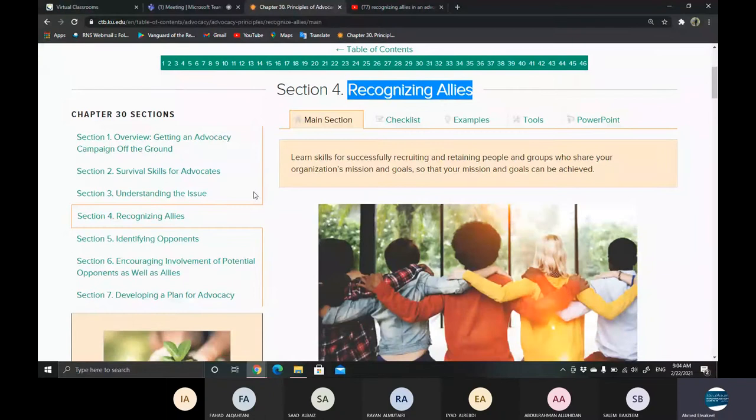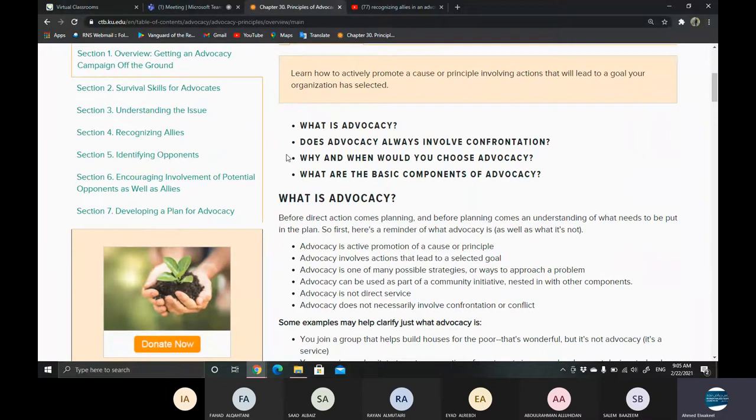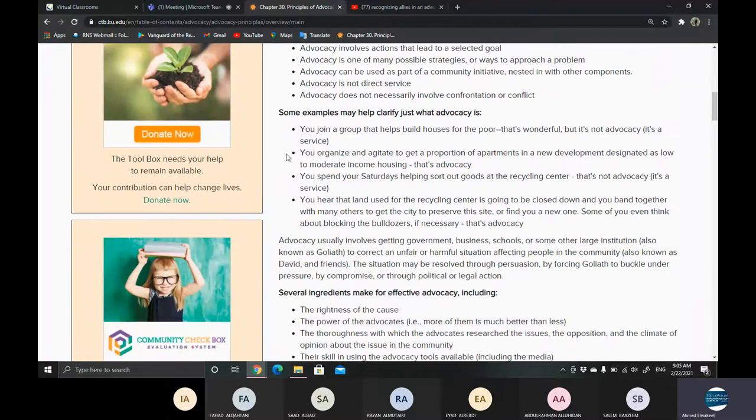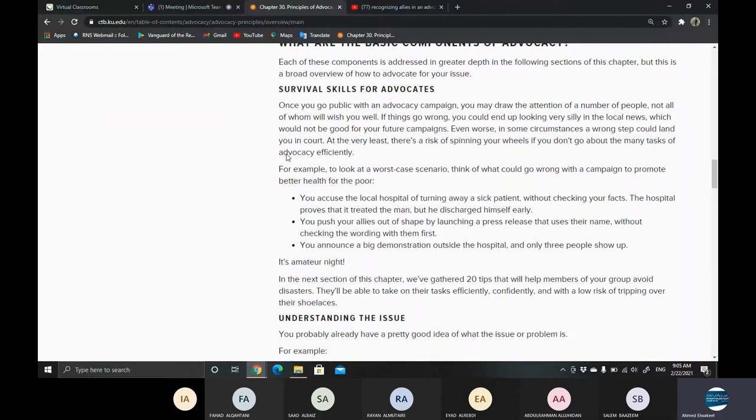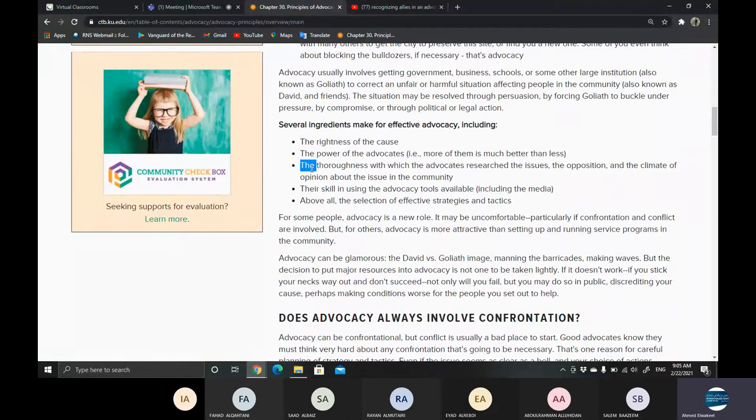If you can remember, we have already started speaking about some very important steps in order to make an advocacy campaign. We first started by speaking about how to get our campaign off the ground. We spoke about the meaning of advocacy and the difference between advocacy and direct service. Later, we spoke about some of the most important things for your advocacy campaign: the rightness of your cause, the power of your advocates, the thoroughness with which advocates research the issue, also the skills in using, and the most important one, the selection of effective strategies.